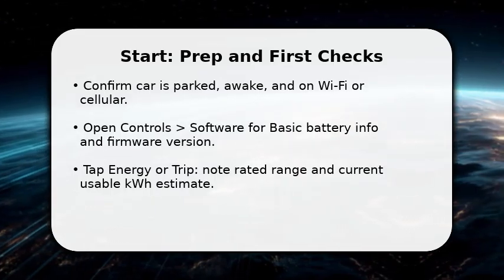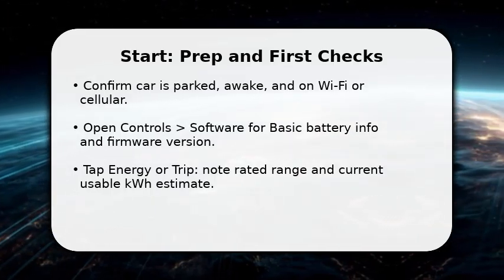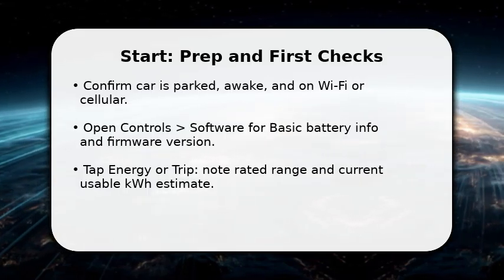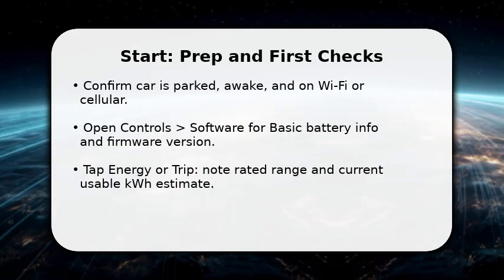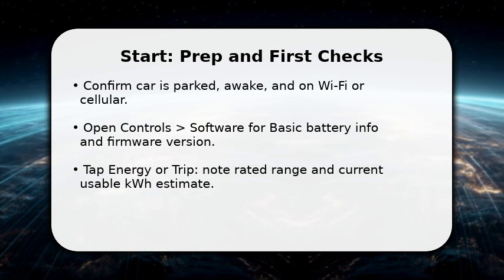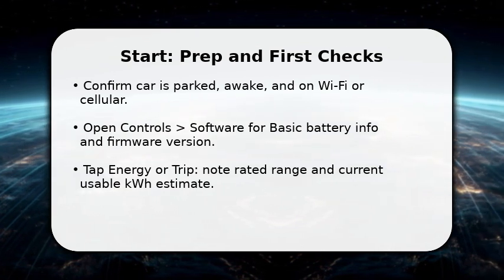Next, tap the Energy app or the trip screen to view current rated range and estimated usable kilowatt hours. That gives an immediate sense of battery life versus indicated range. Make sure to record odometer and recent charging events for context.